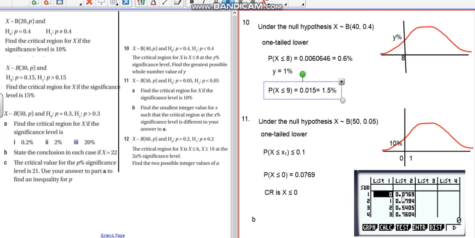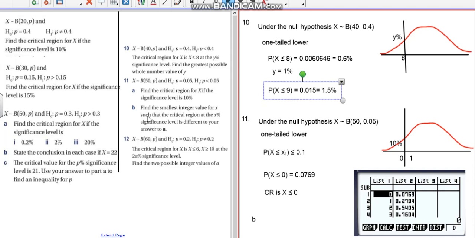So 0 is 0.07, that's less than 0.1. But 1 is 0.27, so that's greater than 0.1. So 0 is the first value where the probability is less than 0.1, and so therefore the critical region is x is less than or equal to 0.